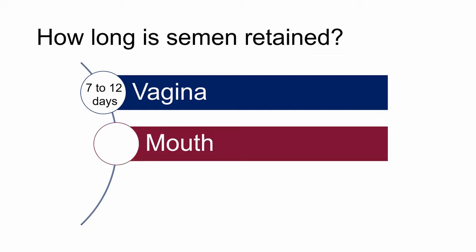Within the mouth, the maximum time that semen may be expected to be retained is up to 1 day. Here, there are natural processes that are going to remove semen and DNA from the mouth, and these may include spitting, swallowing, eating, drinking, and brushing teeth. All of these activities mean that the lifespan of semen within the mouth is much shorter.